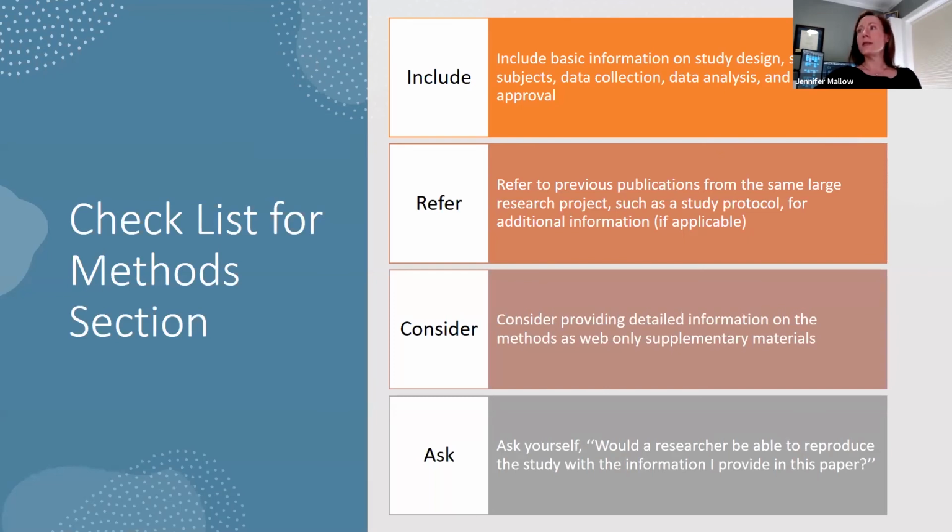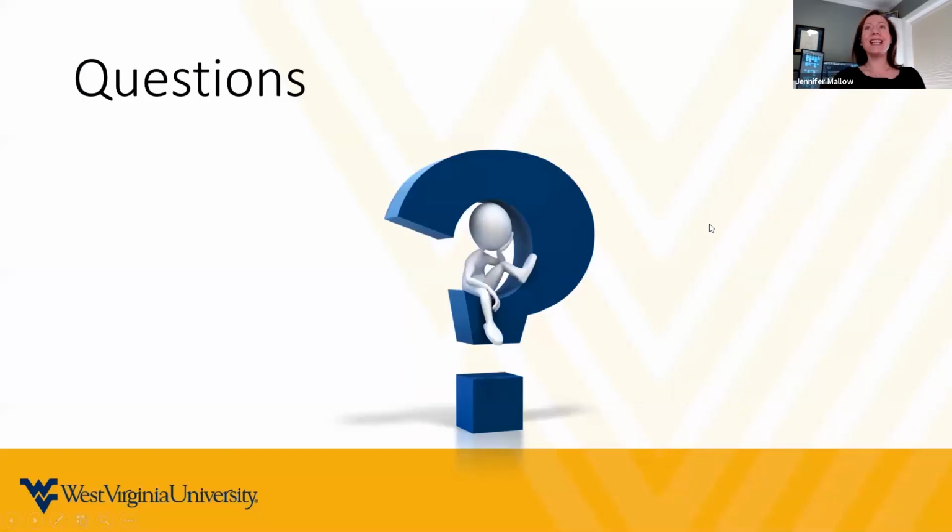And then refer to previous publications from the same large research project, such as a study protocol or for different information if applicable. And then consider providing detailed information on the methods as a web-only supplement materials. A lot of times in intervention studies, what you did was too involved to include in the publication itself, but people will be interested. So you can consider providing that as supplementary materials. And then at the end, ask yourself, would another researcher be able to reproduce the study with the information that I provided in this paper? All right, last slide, and any questions?